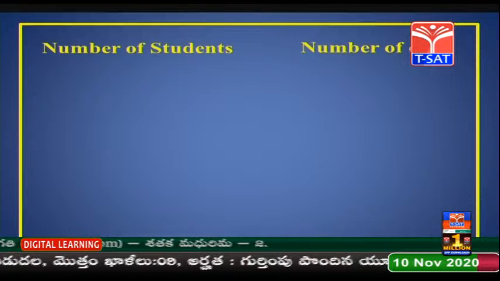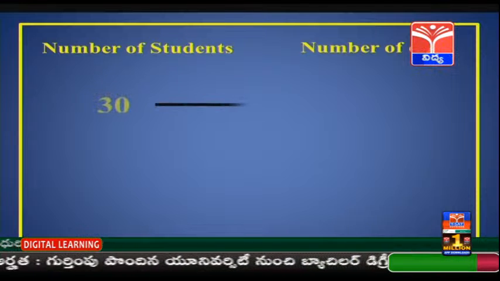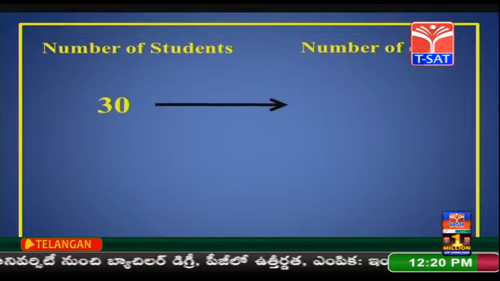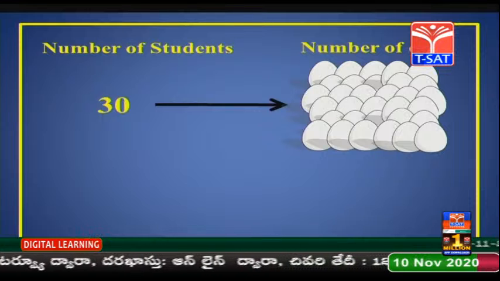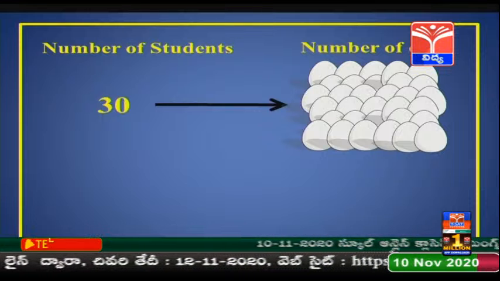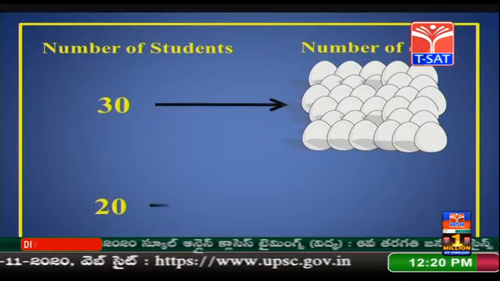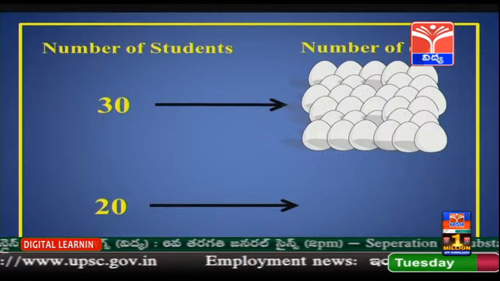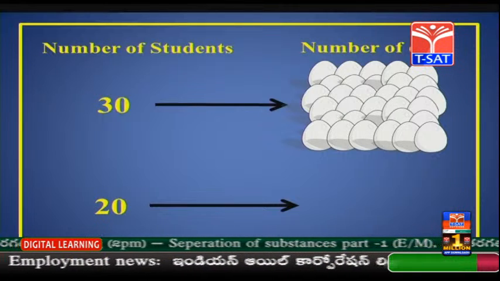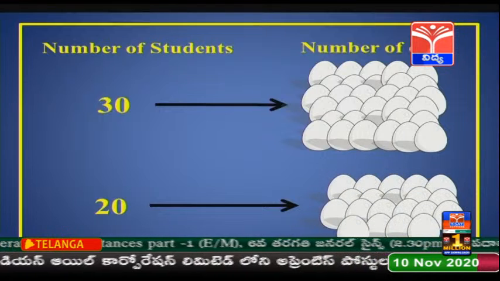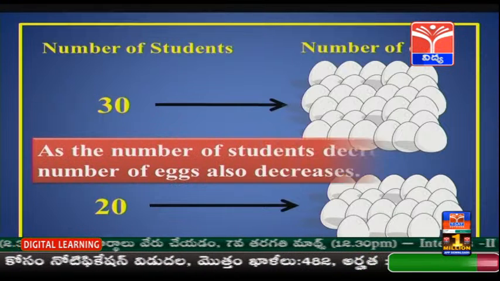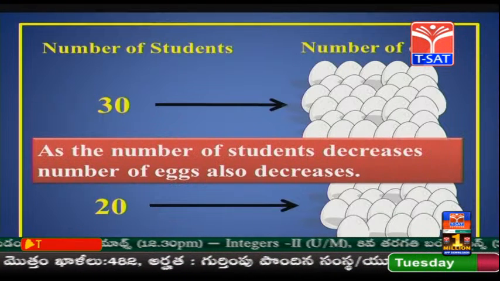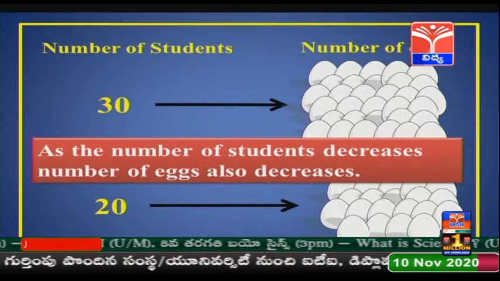Children, let us take another example. The number of students and the number of eggs they consume. Say 30 students are there in a class. So, how many eggs are they going to consume? If you consider 1 egg per child, yes, they consume 30 eggs. Suppose in the next class there are only 20 students. In such a case, how many eggs are consumed? Yes, only 20 eggs are consumed. So, children, here what do you notice? As the number of students is decreasing, the number of eggs consumed is also decreasing.